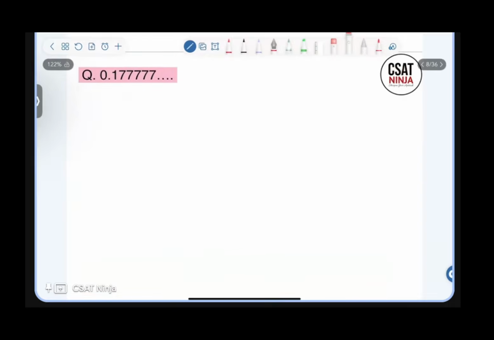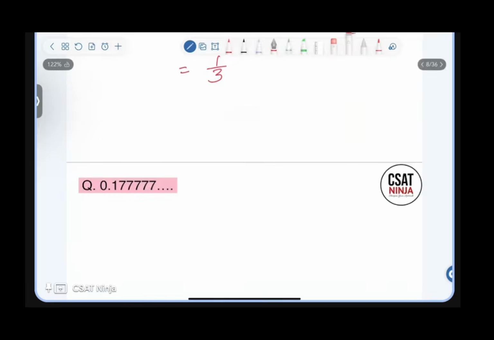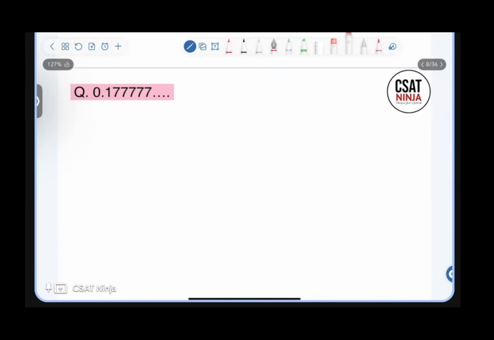Next, what about this? Remember, this is type number 1. Why type number 1? Because all the digits behind the point are repeating. What if one of the numbers is not repeating? Here we see that 7 is repeating, so I can write this as 0.17 bar. But the bar can be written only above 7, because only 7 is repeating, not the other number.